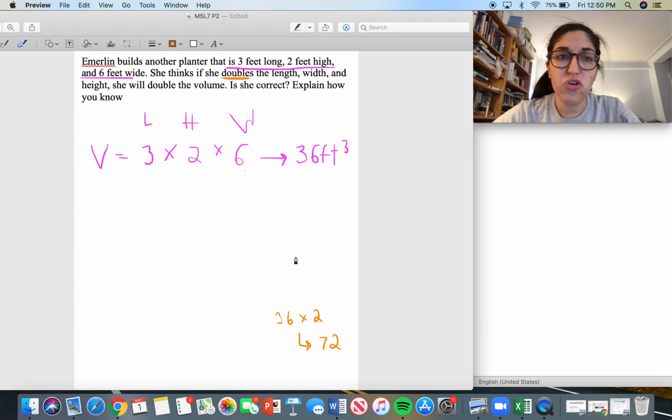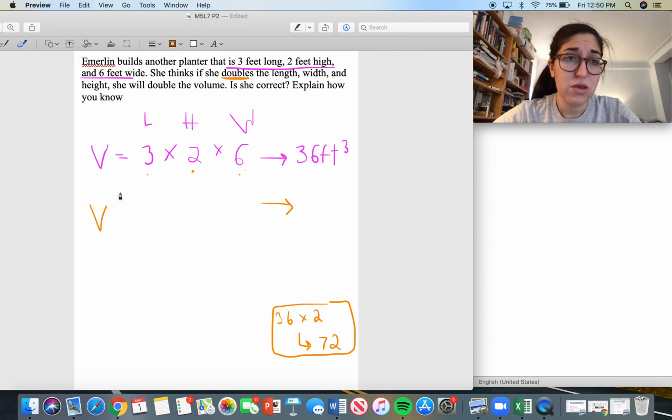All right, so she thinks that if she doubles this number, and this number, then she's going to get a volume of 72. That's our goal. She thinks that she will double the volume. Double the volume will be 72 in this case. So let's find out. Well, we're going to need to double each of these.